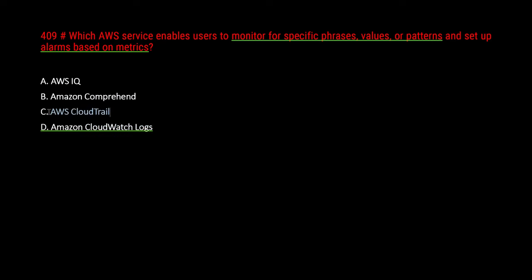This is about user activity, the API calls it will make, CloudTrail. And then you have Comprehend and AWS IQ, they are completely different. Comprehend is about machine learning algorithms and so on.